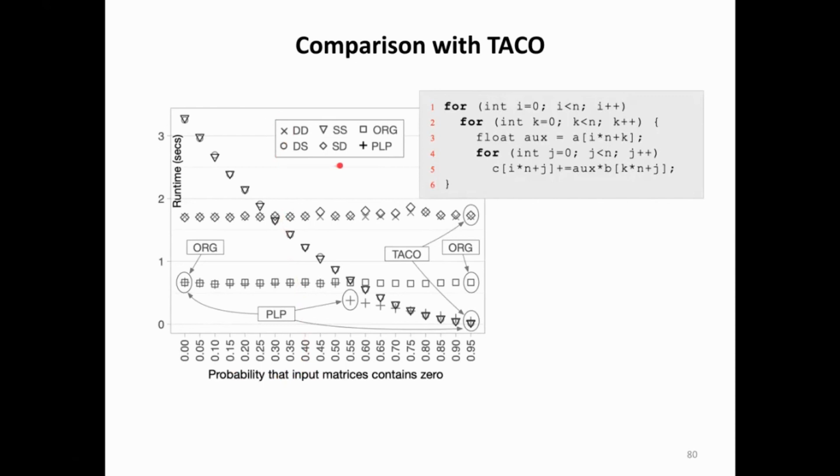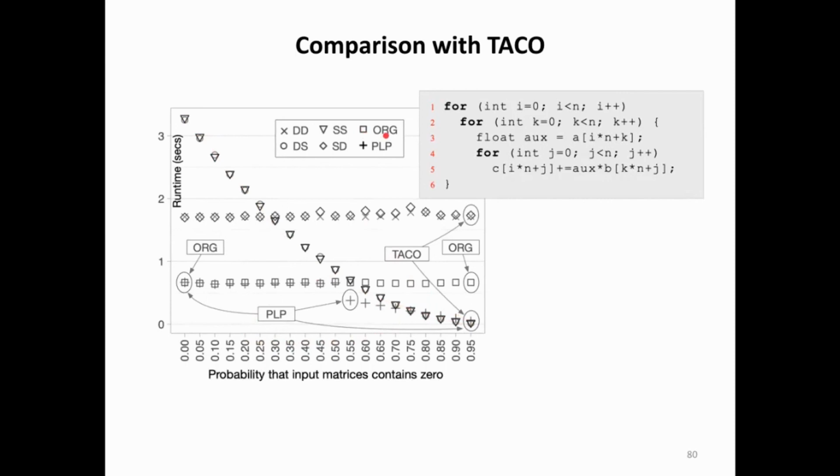Those 4 points here, DD, SS, DS, and SD, those are from TACO. And D stands for dense, and S stands for sparse. DS means that the first dimension is dense, and the second dimension is sparse. We can notice here that DS and SS decrease in runtime as the probability of zeros increases.